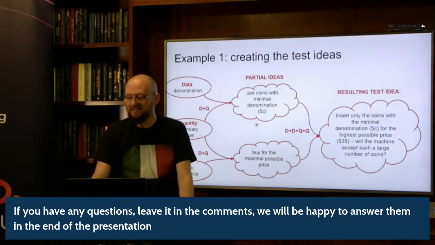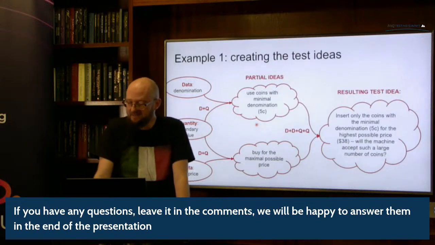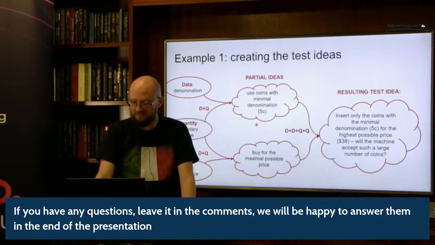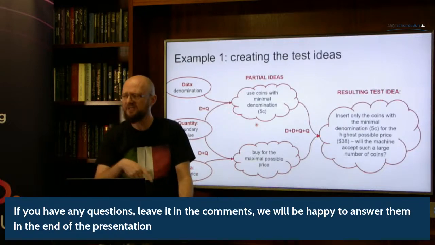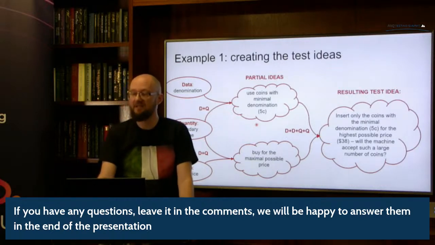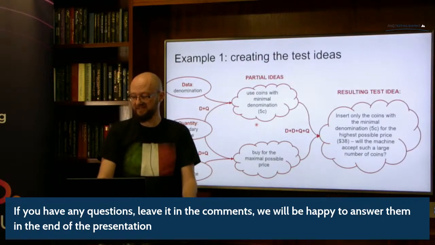Insert only the coins with the minimal denomination for the highest possible price, which is, in this specification, we could only buy, I think, 10 tickets for 380, so it will be $38 max. So that's an example of a test idea.